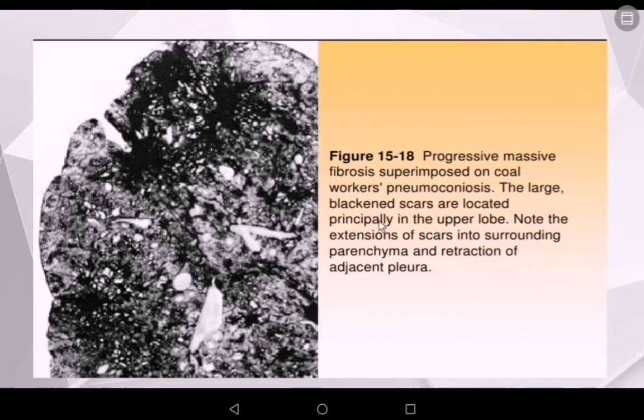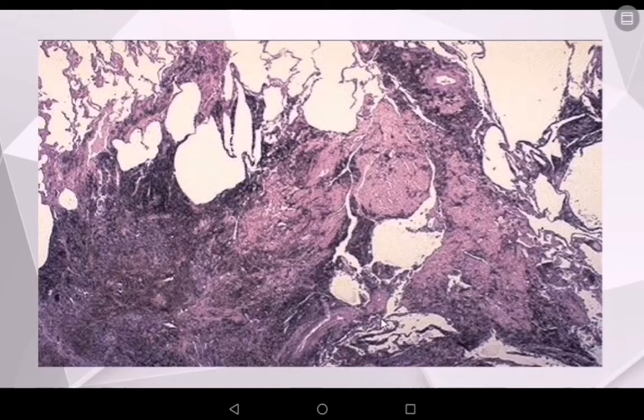This is an example of a cross section of the lung. As you can see, progressive massive fibrosis is seen in the whole lung, especially in the upper lobes. And this black pigment is the deposition of coal. You can also differentiate it here. Note the extension of the scar into the surrounding parenchyma and retraction of the adjacent pleura. In the macroscopic histological picture, you can see there is massive fibrosis throughout the tissue, and this black area is the deposition of coal pigment, and it is seen in the late stage or the complicated coal workers pneumoconiosis, which is also known as black lung disease.